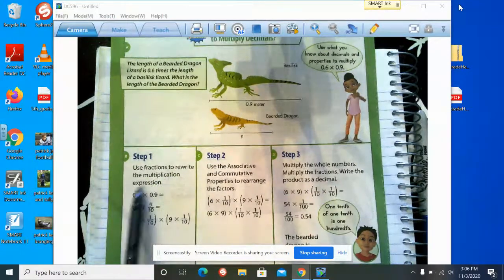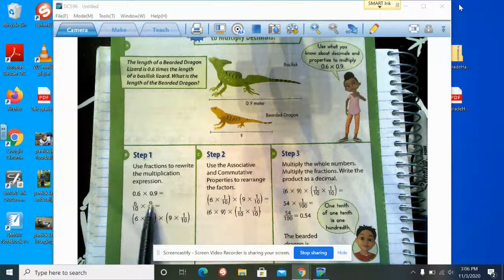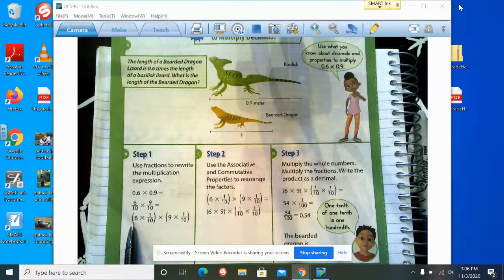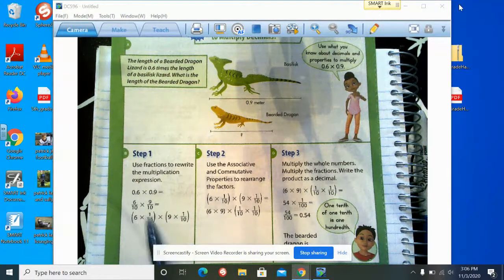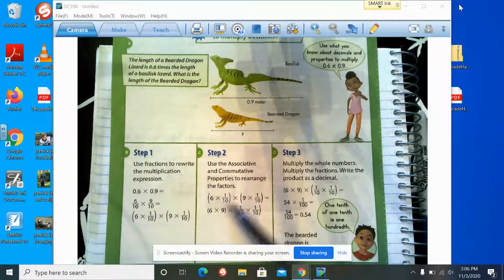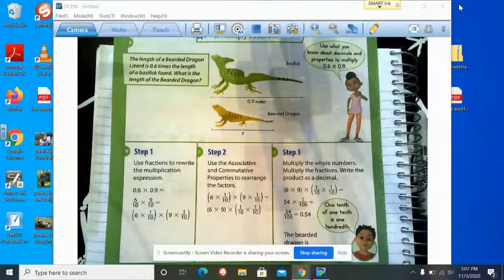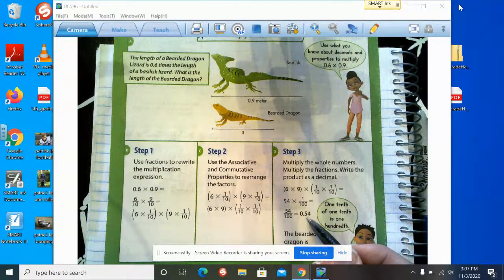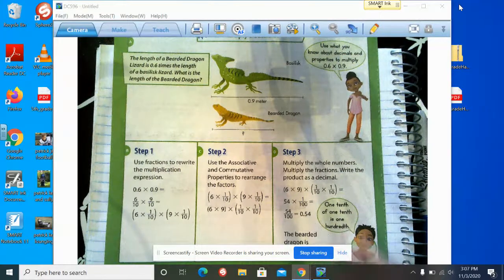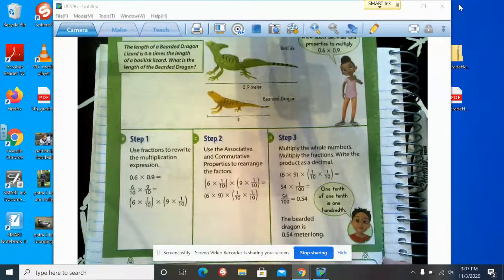It says use fractions to rewrite the multiplication expression. So 6/10 times 9/10 is in fraction form 6/10 times 9/10. Or if we use the associative property to group them differently, 6 times 1/10 times 9 times 1/10. If we look at this, it's really just showing different ways of writing these numbers. If we do the fraction approach, we end up with 54 hundredths, or 0.54. Okay, don't worry too much about this. I just want you to have a familiarity with it because fractions and decimals mean the same thing.